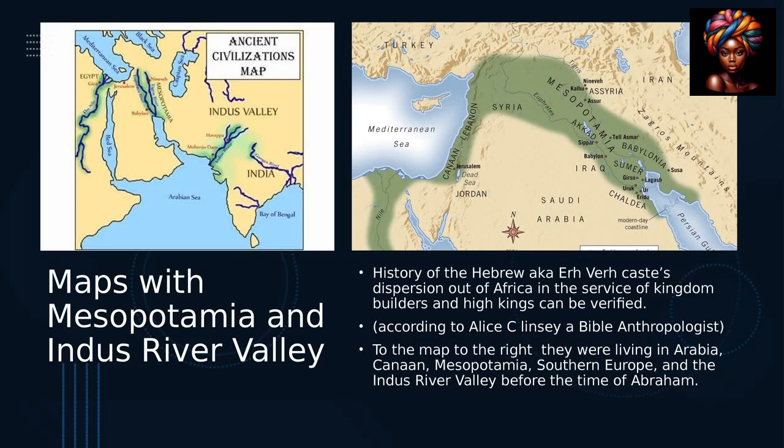They were living in Southern Europe, up in this area somewhere. And we know, again, we scattered all over the world. We were scattered or migrated, plus we also went through captivity. And the Indus River Valley before the time of Abraham. This is the Indus Valley right here. It's an ancient civilization map here. This is the Indus Valley.